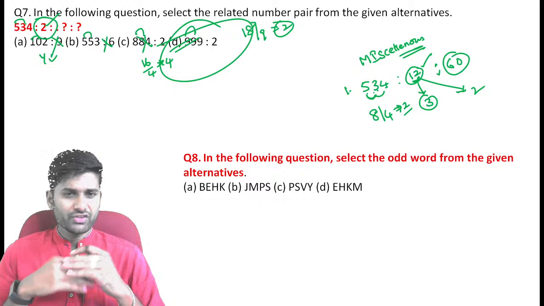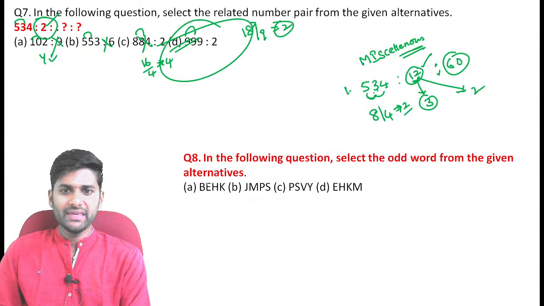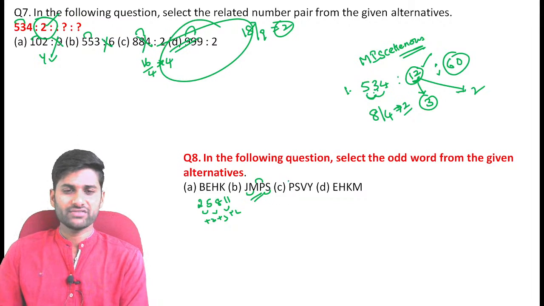Eighth question. In which of the following select the alphabet group completely different from the others? B, E, H, K: 2, 5, 8, 11. Now see, it's plus 3, here plus 3, here plus 3. Same thing: J plus 3, M plus 3, P plus 3. All of them followed plus 3, plus 3, plus 3. So check the next one. P is 16, 16 plus 3, so P plus 3 is equal to S, and S is 19, 19 plus 3 is 22, 22 plus 3 is equal to 5.